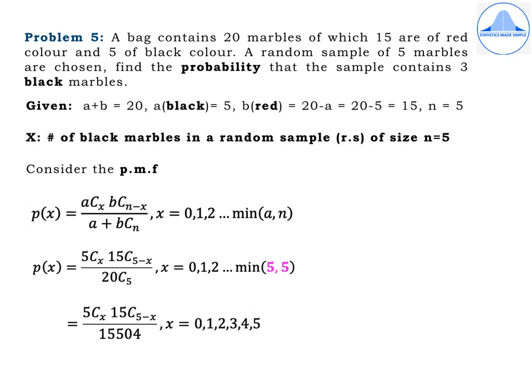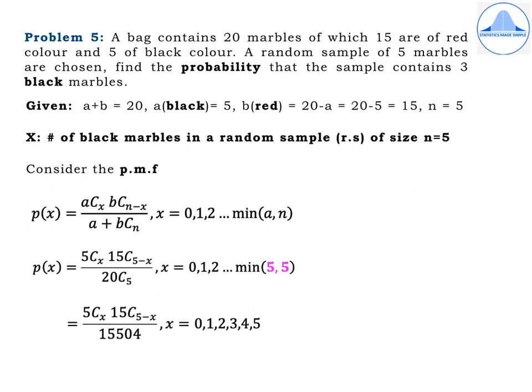Now substitute the values of n, A and B in the PMF, and so you'll get P of x equal to 5Cx 15C5 minus x divided by 20C5, and x takes the value 0, 1, 2, and so on, up to the minimum of 5, 5. So the minimum of 5 and 5 will be 5.